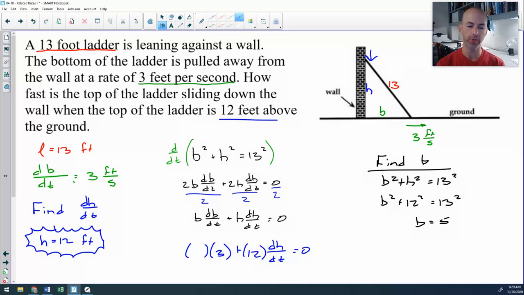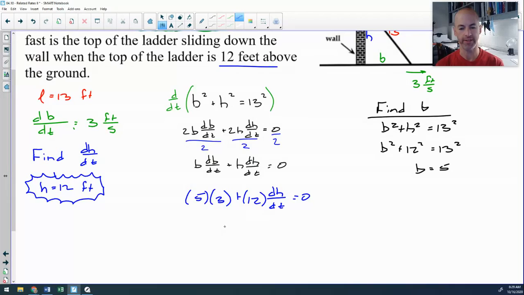So very frequently you aren't explicitly given all of the information, and this is one of those cases. And so I plug in my 5 for b, and now we should be able to solve this fairly easily. dH dt would be negative 15 over 12. If you want to simplify that, negative 5 over 4.